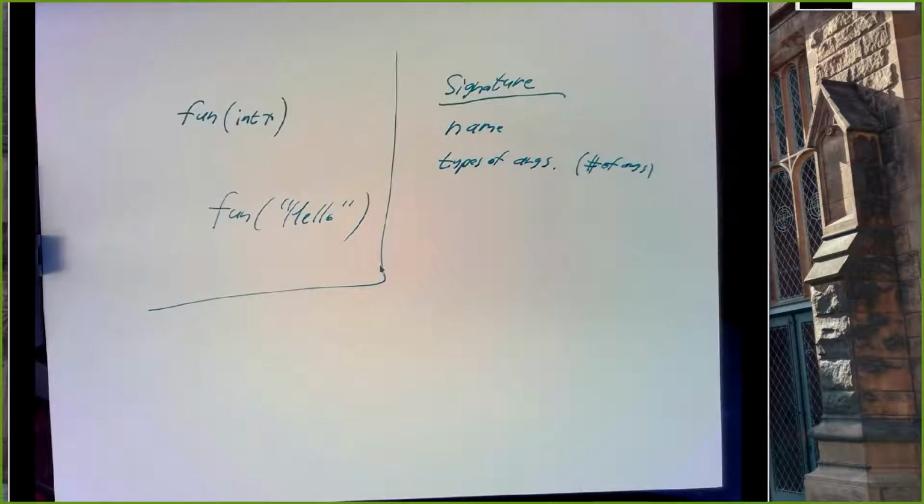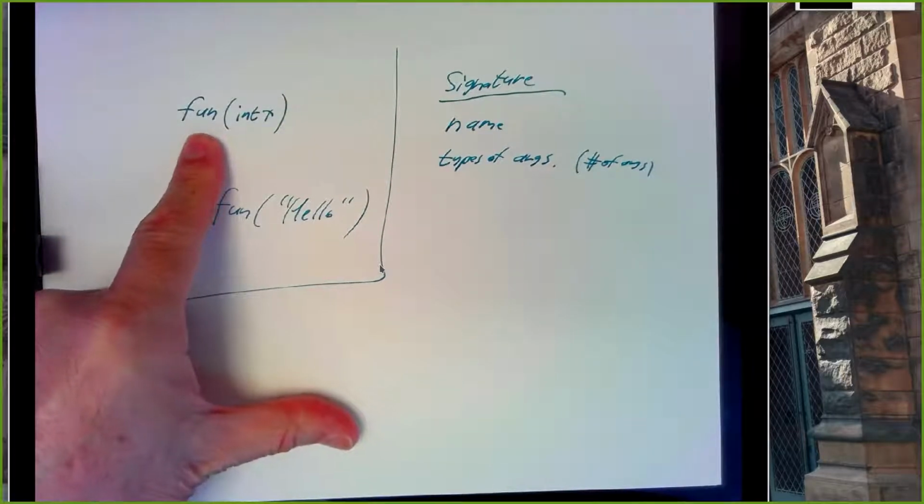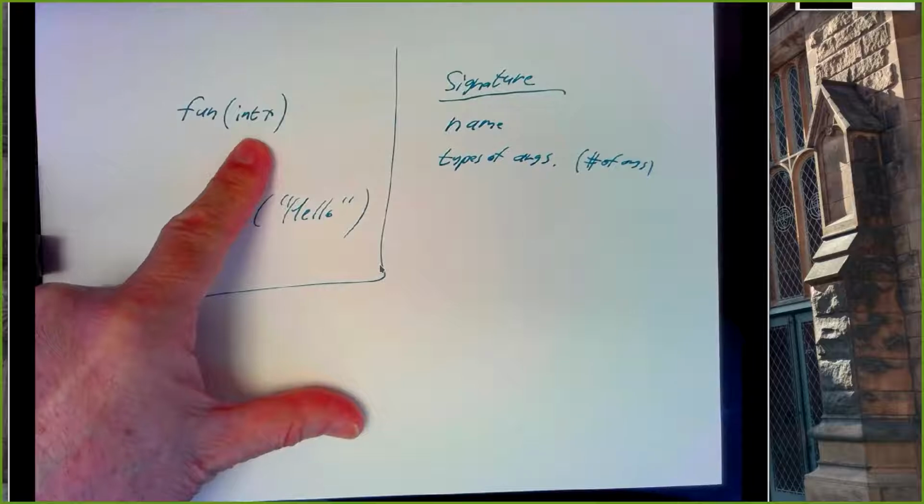So this means that in Java we could have 2 or 3 or 4 different methods all named fun. But they would be different because they would take different types of arguments.